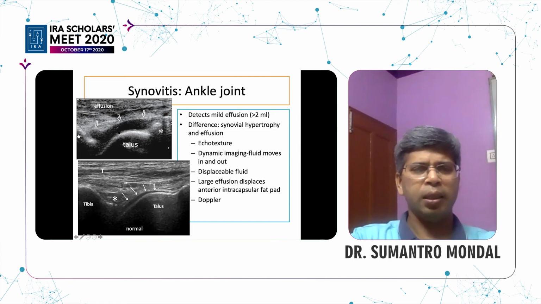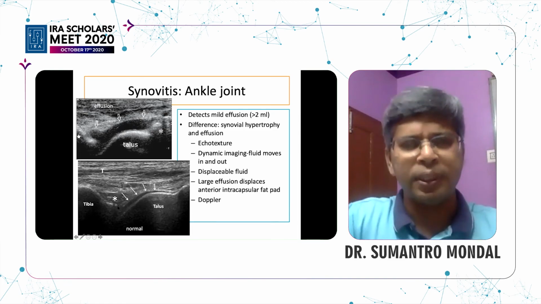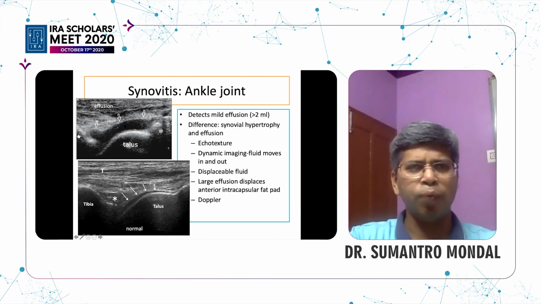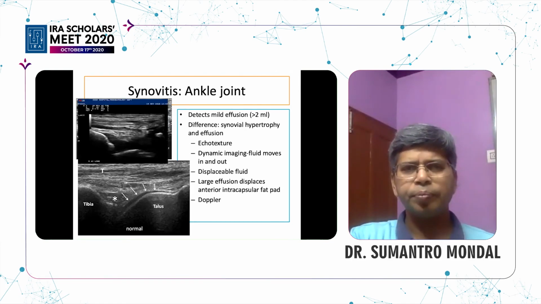It is a vascular structure. So in this way, we can differentiate the cartilage from the effusion. But when you get effusion, you get a lot of black area here. So it is very easy to diagnose ankle arthritis by ultrasonography.